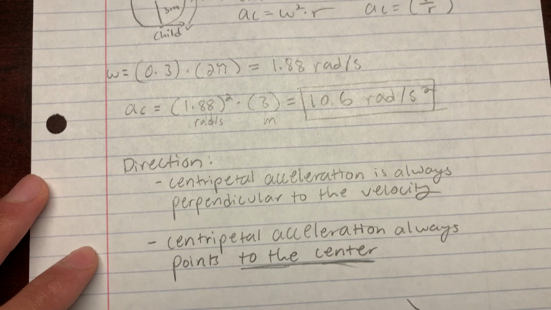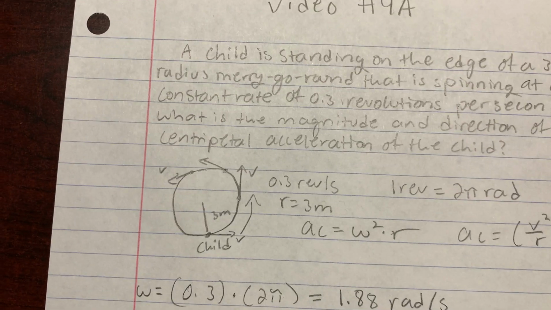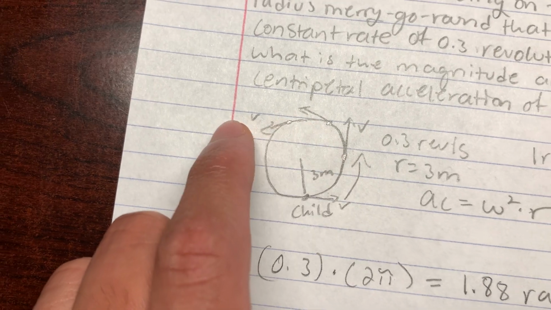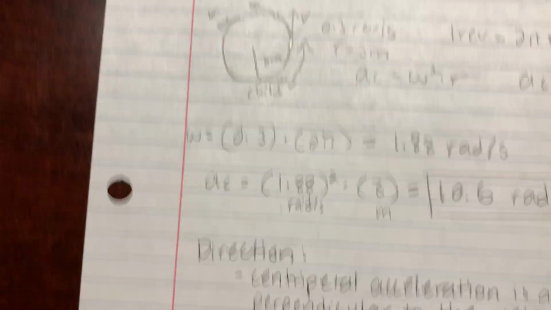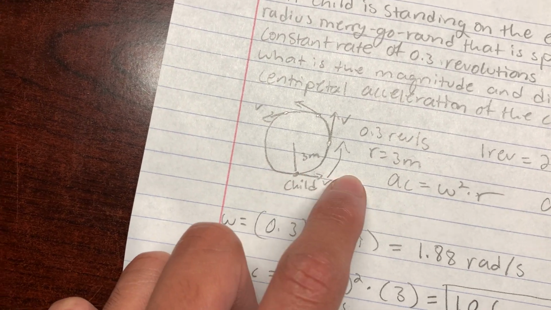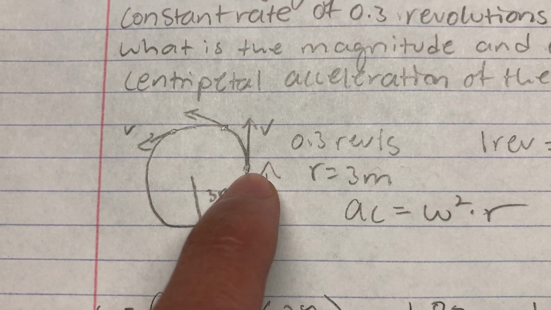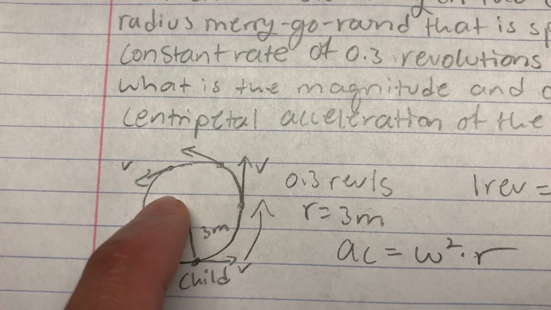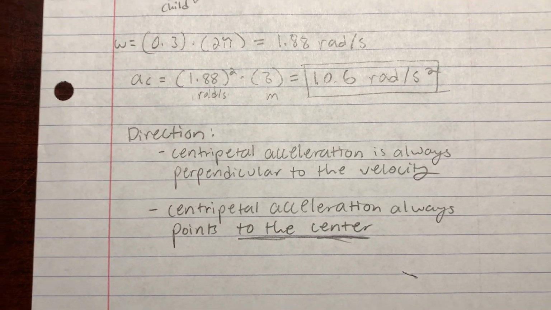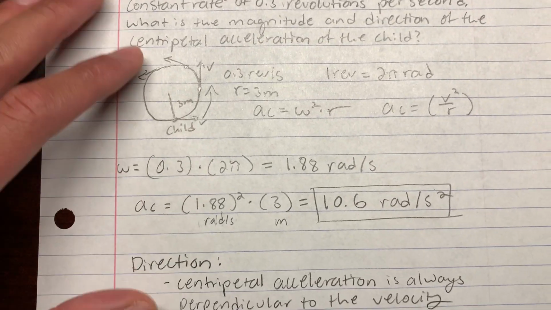The direction is pointed toward the center. Why? Because centripetal acceleration is always perpendicular to the velocity. So if you can see velocity is going straight, and if you look at these are the velocity components, you can see that centripetal acceleration always points to the center, which is perpendicular to velocity. So there's a velocity and centripetal acceleration is pointing toward the center. So if velocity was going straight up here, centripetal acceleration would be pointing perpendicular to velocity. So the centripetal acceleration always points to the center. Therefore, the direction is pointed toward the center of the merry-go-round.